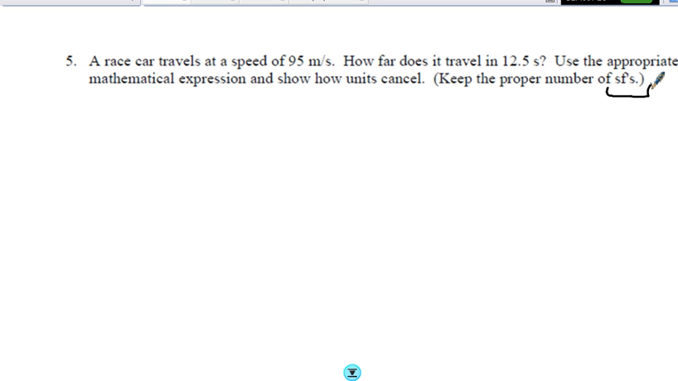Alright, so this has 2 sig figs. This has 3 sig figs. Anytime you're going to do any sort of multiplying or dividing with these numbers, you're going to go with the least number of sig figs. So your final answer is going to only have 2 sig figs in it.